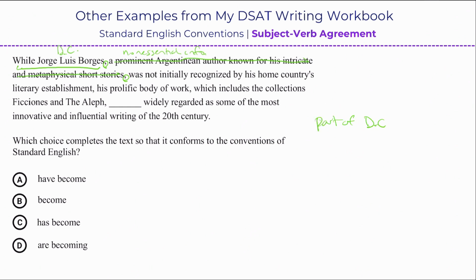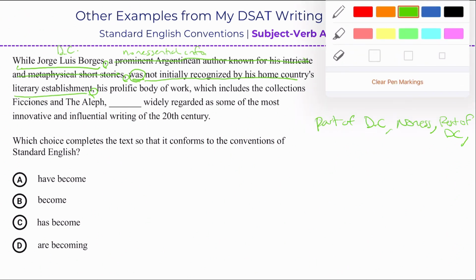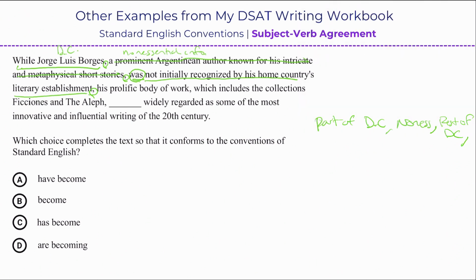Was not initially recognized by his home country's literary establishment. Ends right here before this comma. Right, so then now I have the rest of the DC, right? And then I have a comma here. And then now I have the independent clause, right? His prolific body of work. Ooh, that kind of looks like the subject of my independent clause, right? The subject of the IC.